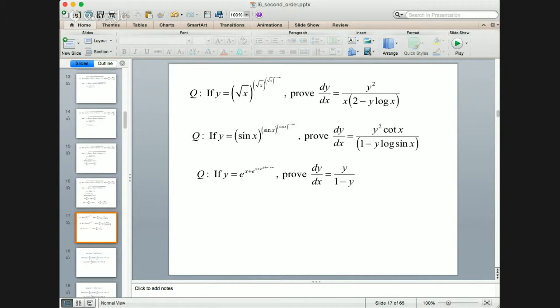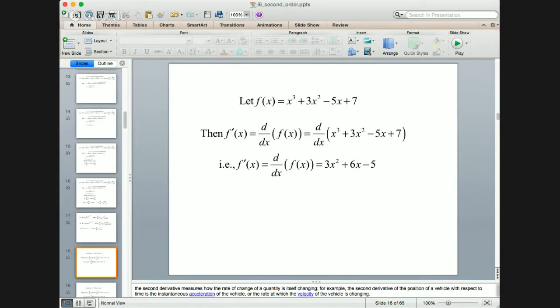So let me proceed with our next topic for the day, and that is to understand what it means to find the second order derivative and what kind of problems we are going to deal with. So here we have a function, a very simple algebraic polynomial function in this case, and I have f(x) equal to x cubed plus 3x squared minus 5x plus 7. We know what f dash x is going to be. So in this case, as you can see, f dash x turns out to be 3 times x squared plus 6x minus 5.